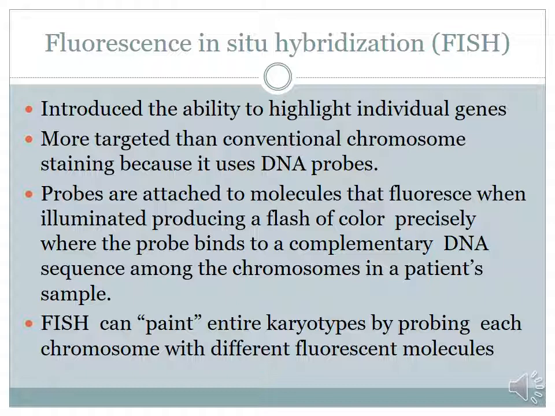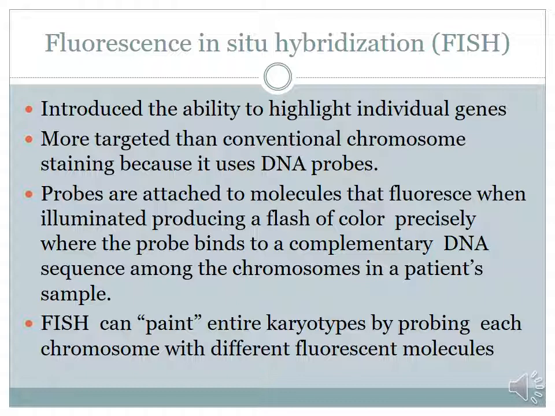A technique called FISH, fluorescence in situ hybridization, introduced the ability to highlight individual genes. FISH is more targeted than conventional chromosome staining because it uses DNA probes. The probes are attached to molecules that fluoresce when illuminated, producing a flash of color precisely where the probe binds to a complementary DNA sequence among the chromosomes in a patient sample.